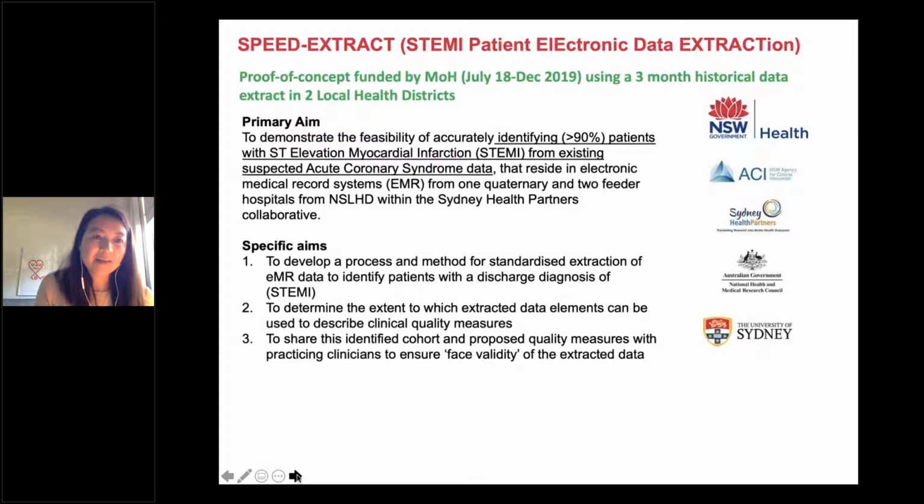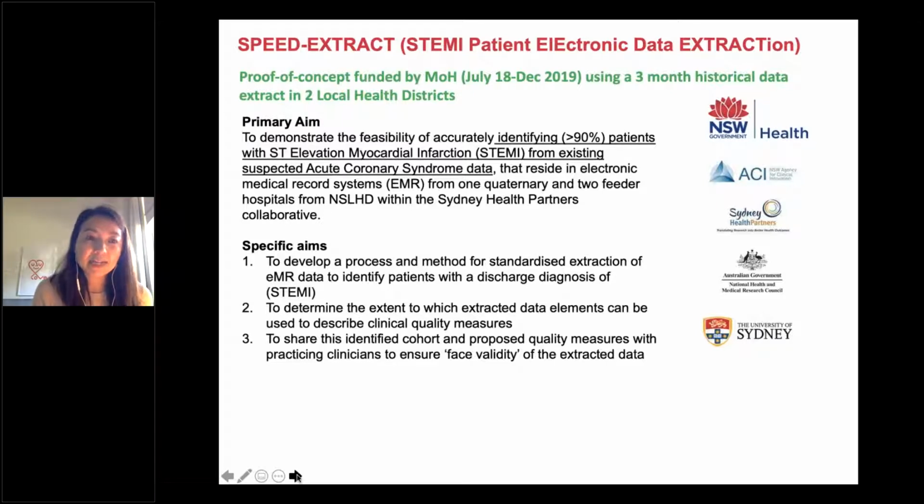And so the way that we started that process was through a proof of concept feasibility project called Speed Extract, which stands for STEMI, Patient Electronic Data Extraction. This was a proof of concept project that was funded by the Ministry of Health, as well as a couple of other funding agencies, including Sydney Health Partners and the University of Sydney, where we looked at a 3-month historical data set of data extracted from electronic medical records, and we wanted to test the feasibility of being able to accurately identify over 70% of patients with an ST elevation myocardial infarction from existing electronic medical record data.